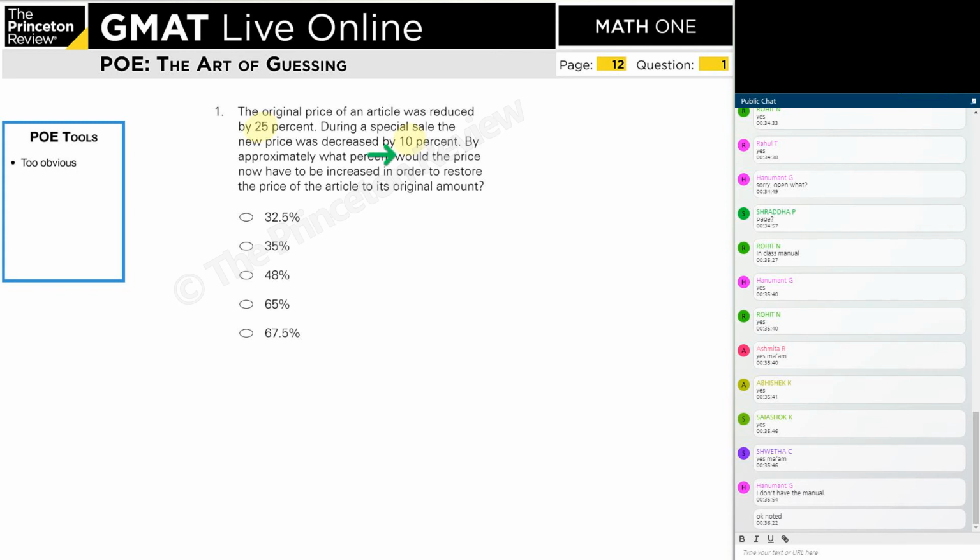So let's start with Shweta. So Shweta, please tell me, if you see 25 and 10 and you haven't even read the question and then you see the answer choices, which number will strike your attention? Yes, Shweta. Very good. 30, right? 20 plus 10, 30, right?